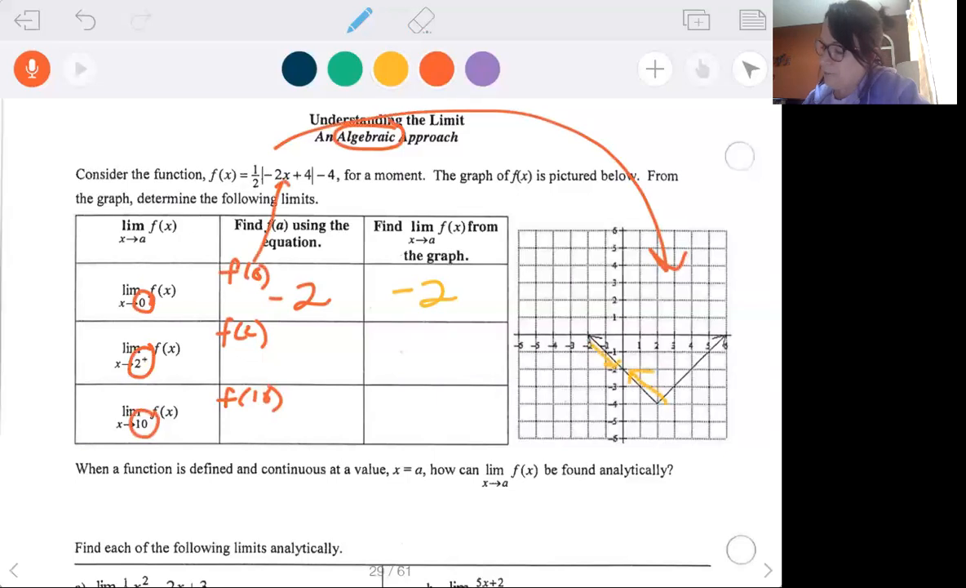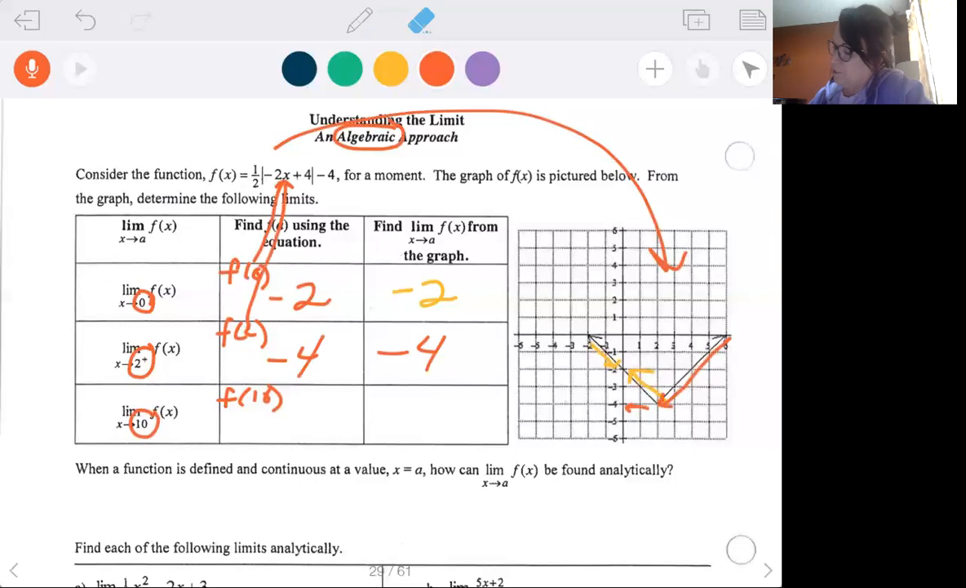Cool. All right, so now let's plug a 2 in. When I plug a 2 into f, I would have a half of -4 plus 4, which is 0, or a half of 0 minus 4. I'd be at -4 when I do the arithmetic. And again, as I approach 2 from the right, here I am at -4. So I'm at the same place on the graph as what I got when I just plugged the number in.